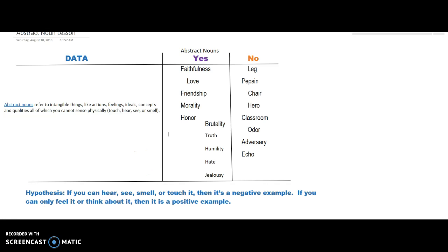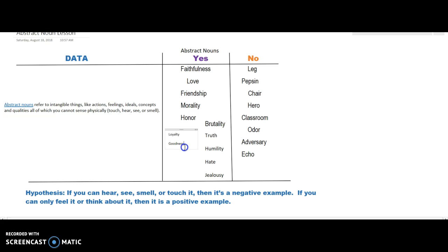Let's get some more positive examples in there. What about loyalty? Goodness. Like, what does goodness mean? That's another fruit of the Spirit. So what does that actually mean? These are all really great examples of abstract nouns.